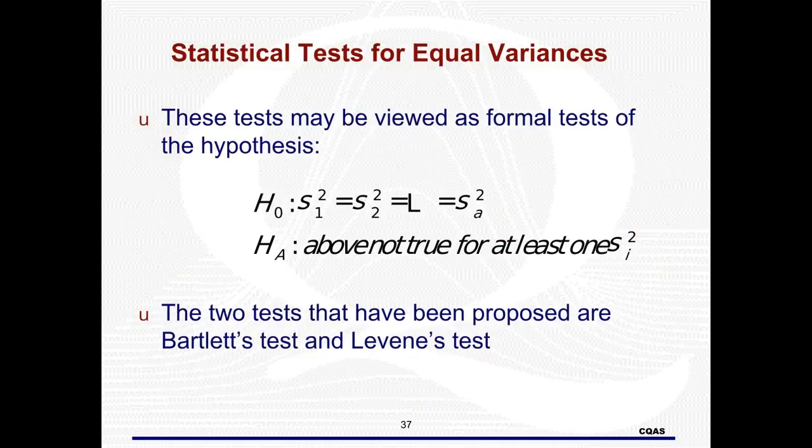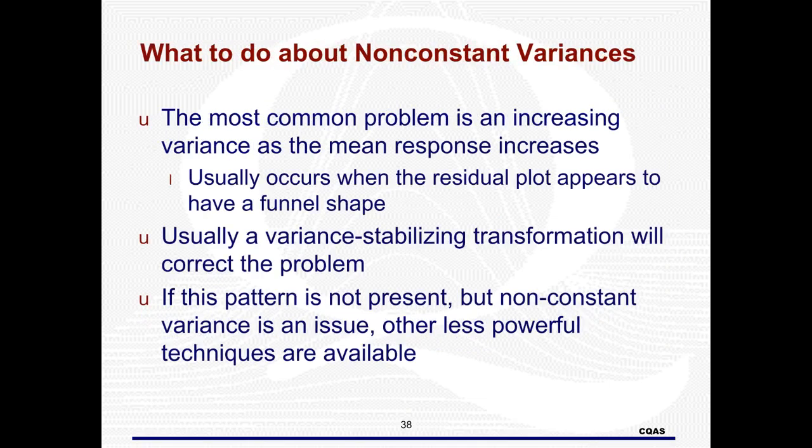We can create an ANOVA type test for the variances by setting up the test as all of the variances are equal versus at least one variance is not equal to the rest. So what do we do about this? Well, usually the issue is with the variance increasing with the mean. We can take care of this with a variance stabilizing transformation.